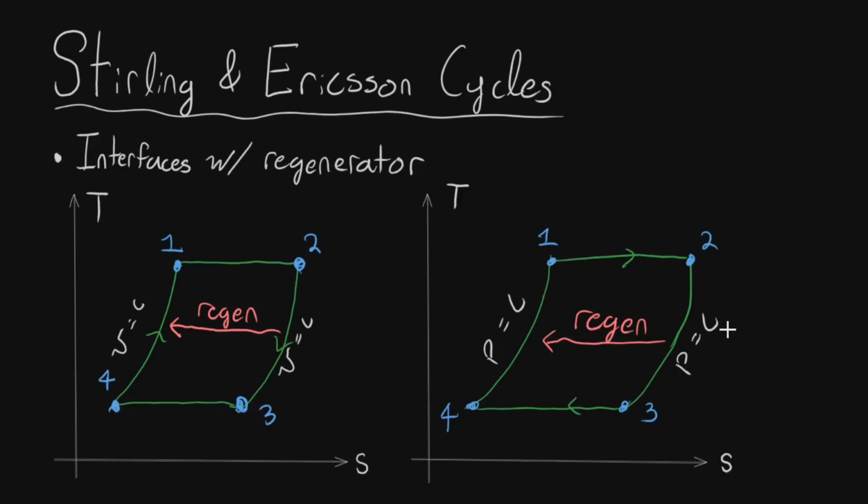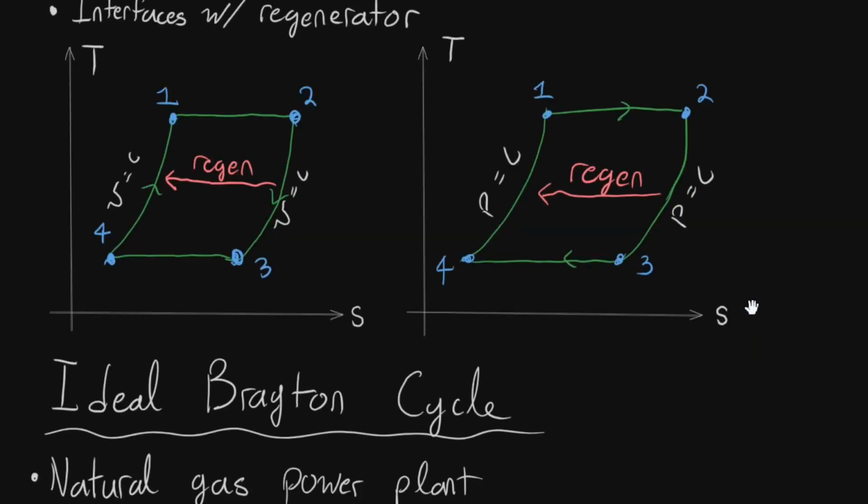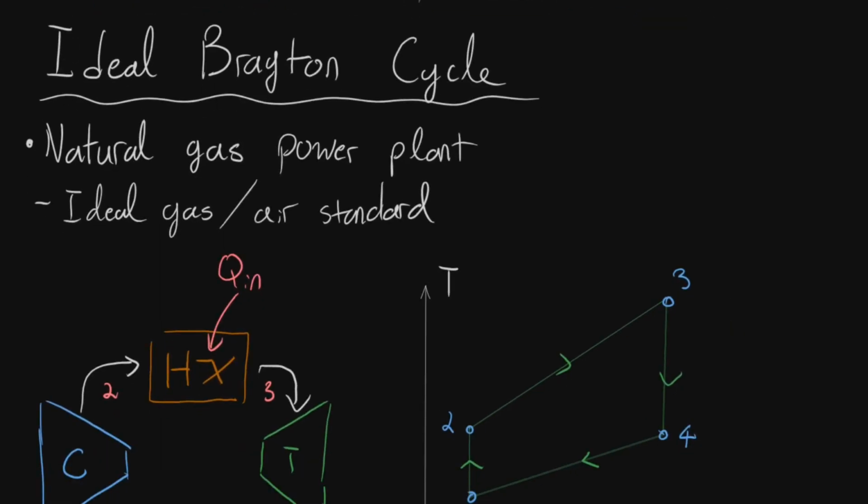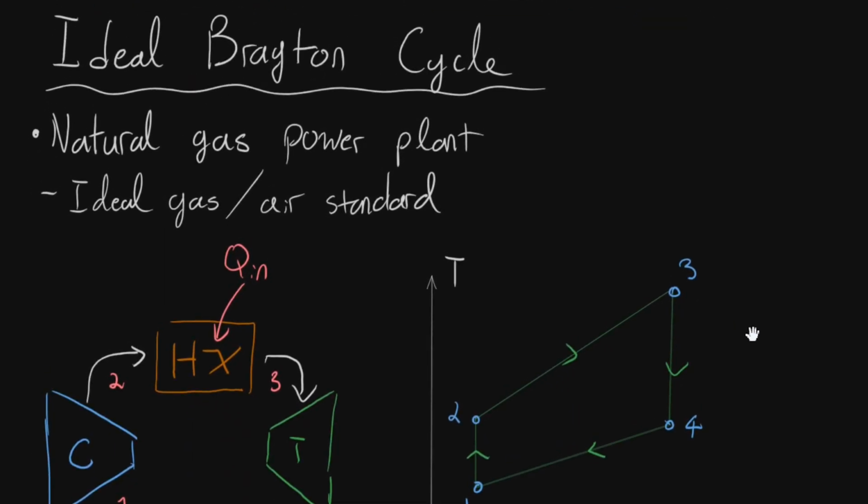The two cycles you would have is either constant volume or constant pressure, compression and expansion, and they'd be interfacing with this regenerator right here. And I thought it'd be kind of a nice introduction because today we're talking about the Brayton cycle, and one of the modifications that we'll see is you can add a regenerator. So the Brayton cycle is basically our model of the natural gas power plant or just some kind of power plant that relies on gas. So we're going to have things like the air standard, constant specific heats, all of that.